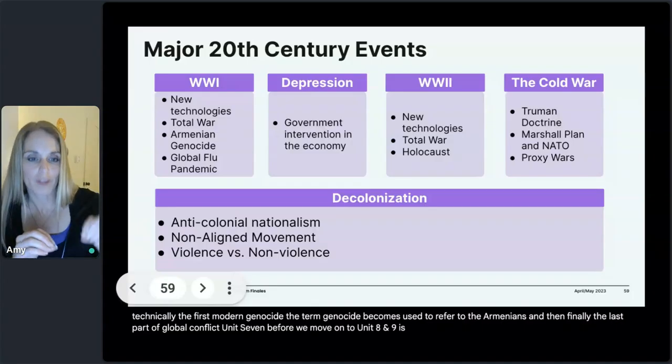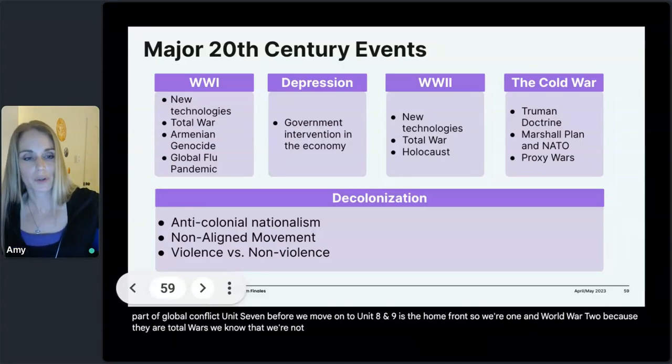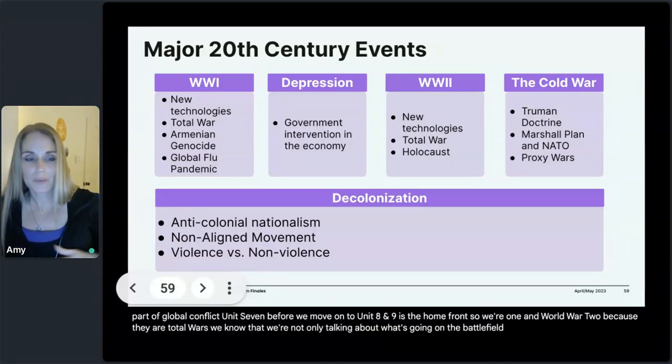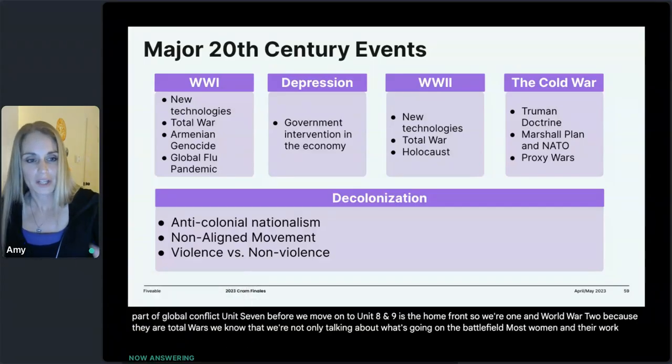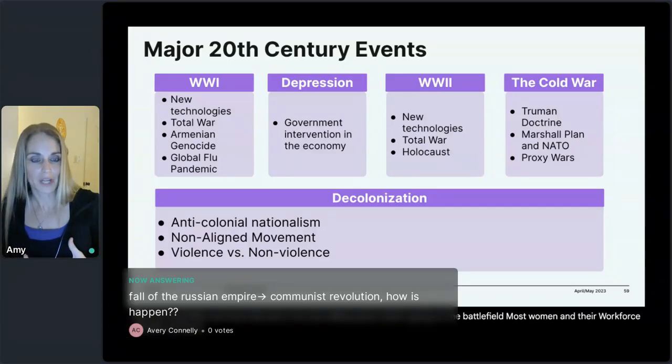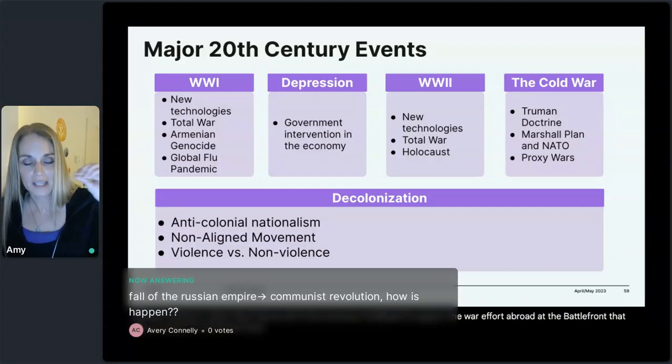is the home front. So World War I and World War II, because they are total wars, mean that we're not only talking about what's going on the battlefield, everybody at home, their lives are changed. Women in the workforce, children having to ration their food, all of the economy mobilized to support the war effort abroad, at the battlefront. That has an impact on the home front. And the significance of that is it's going to lead to social change.